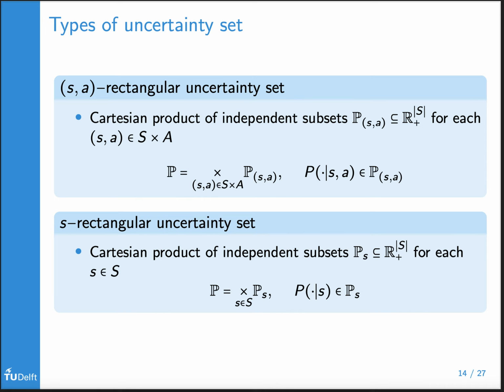In the literature, we mainly find two types of uncertainty sets, state action and state rectangular uncertainty set. The difference between these two is that in the first case, so state action rectangular, the adversary can observe both the state of the system and the action picked by the agent. However, in the second case, the adversary has only access to the state and is unaware of the agent's choices. In our work, we will deal only with state action rectangular uncertainty sets.